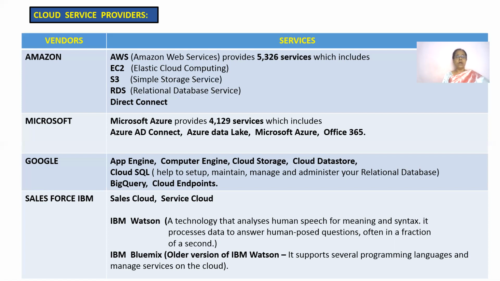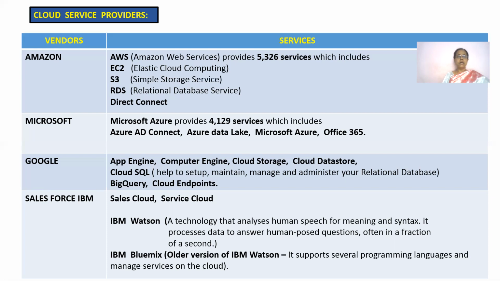Then comes IBM. It's called Salesforce IBM. So it has Sales Cloud, and the types of services they have are Sales Cloud and Service Cloud. IBM Watson is a technology that analyzes human speech and checks the meaning. It gives you the correct meaning and syntax. So it analyzes even if your speech is not very clear. Maybe you speak another language, so your speech definitely wouldn't be clear. It processes the data and answers all your questions in whatever way you ask. In a fraction of a second, it gives you the answer.